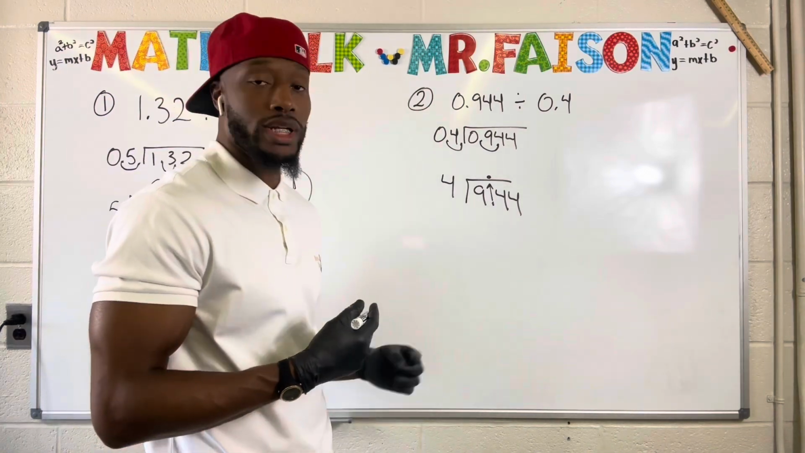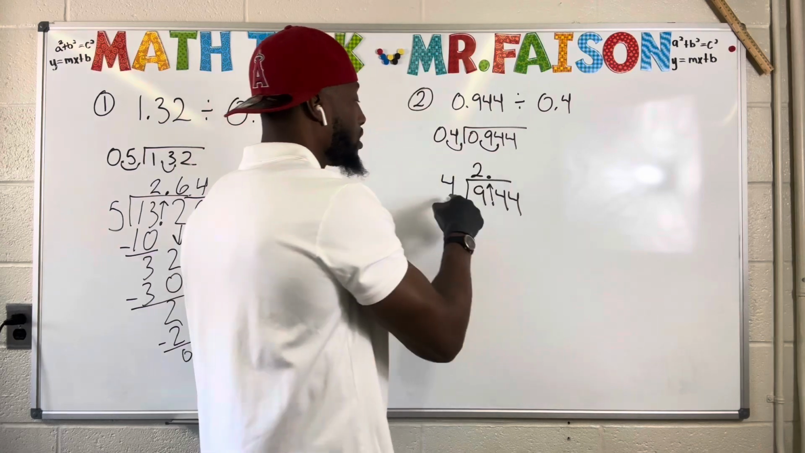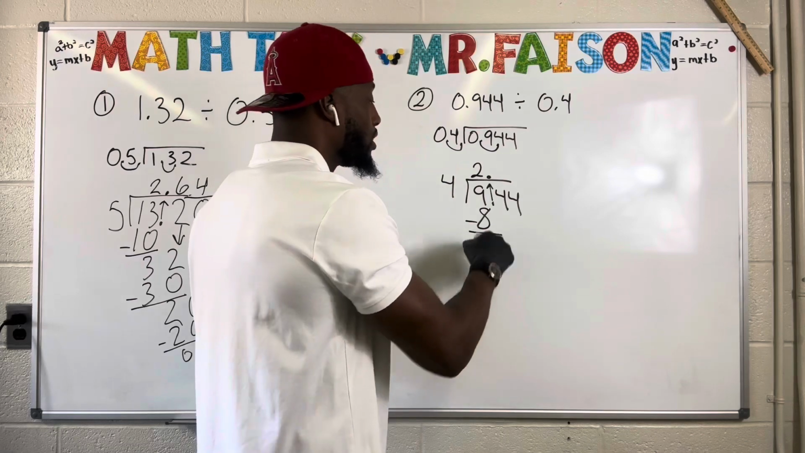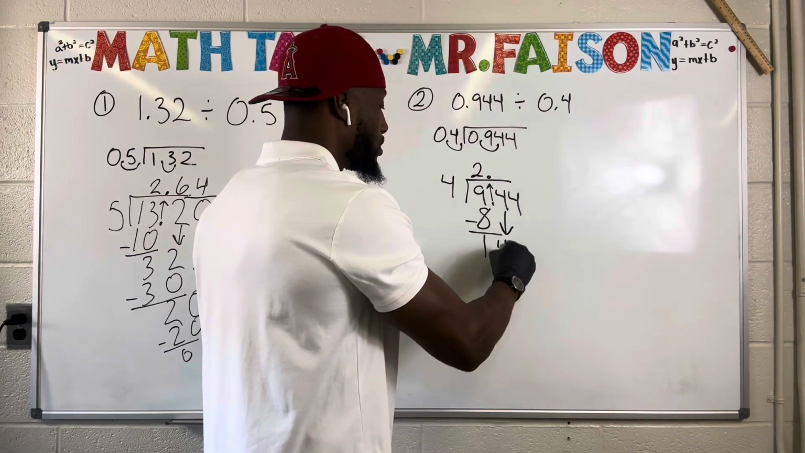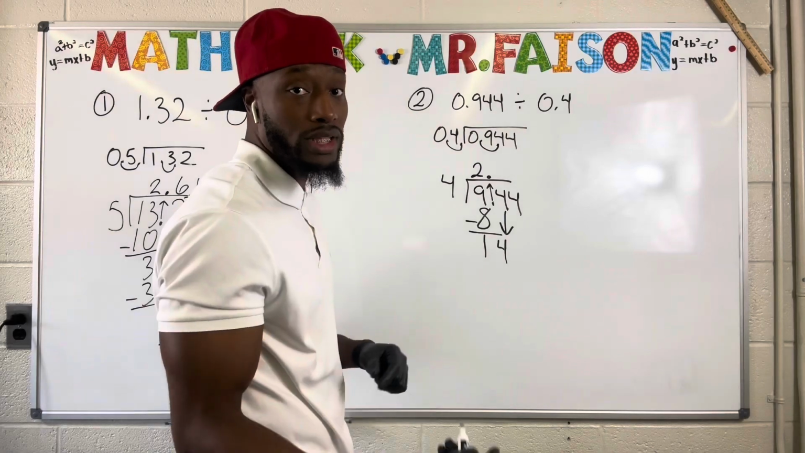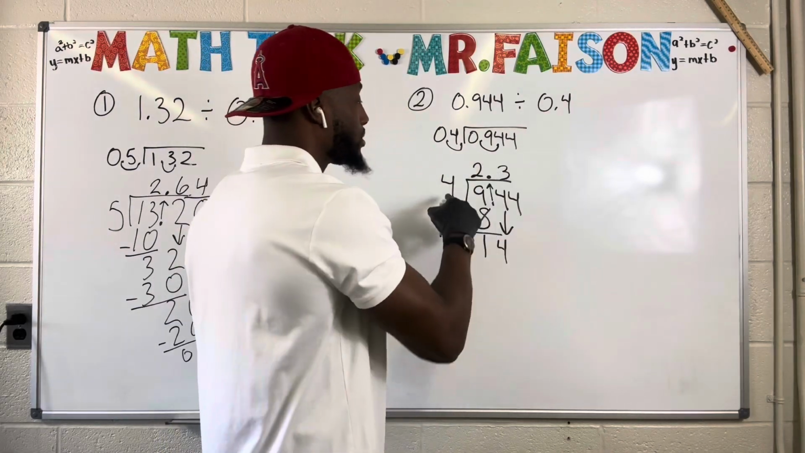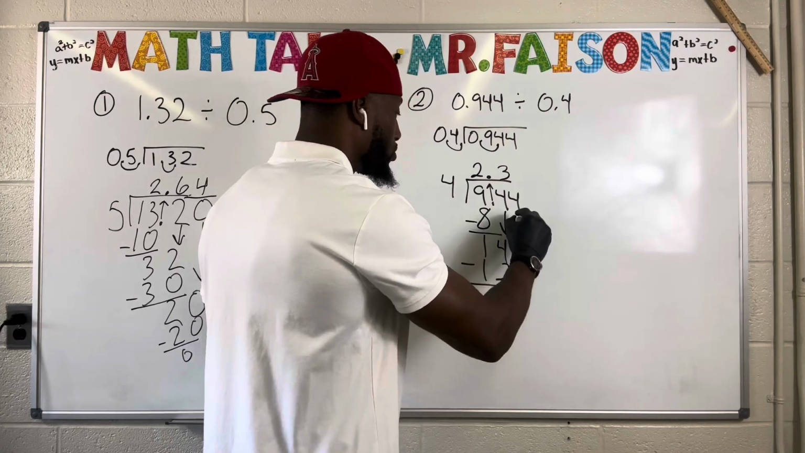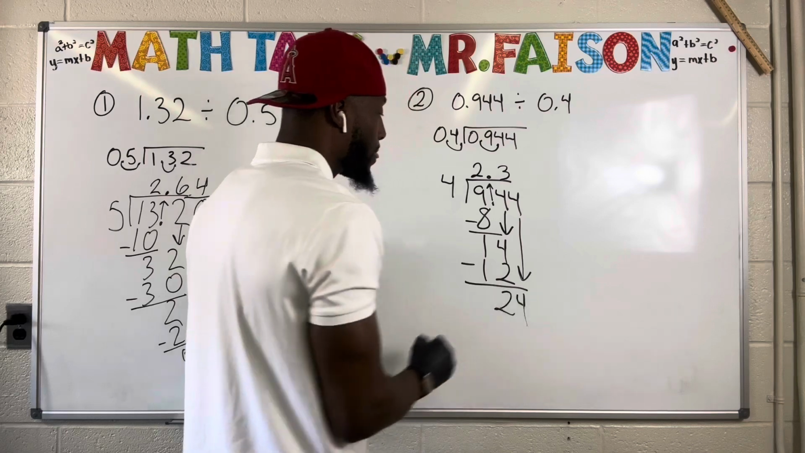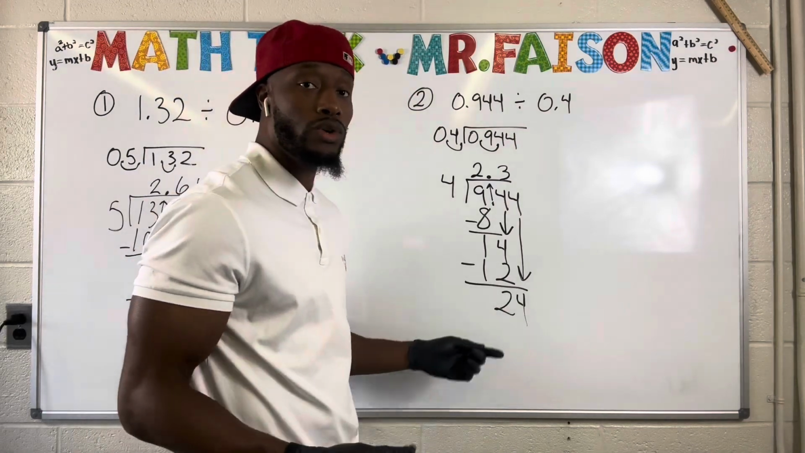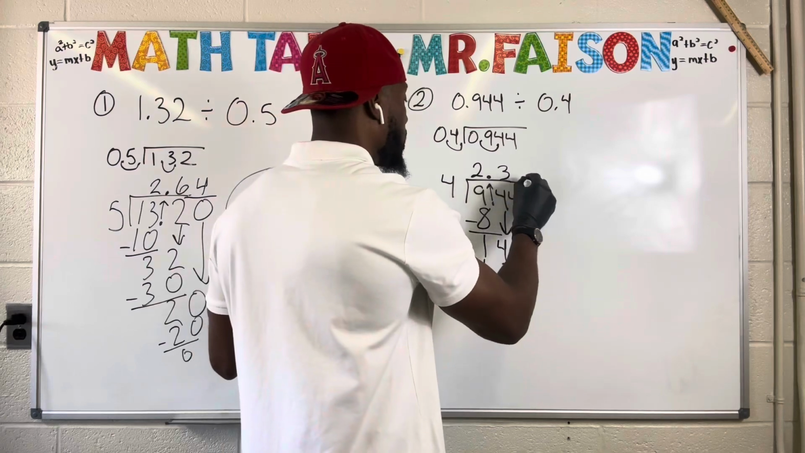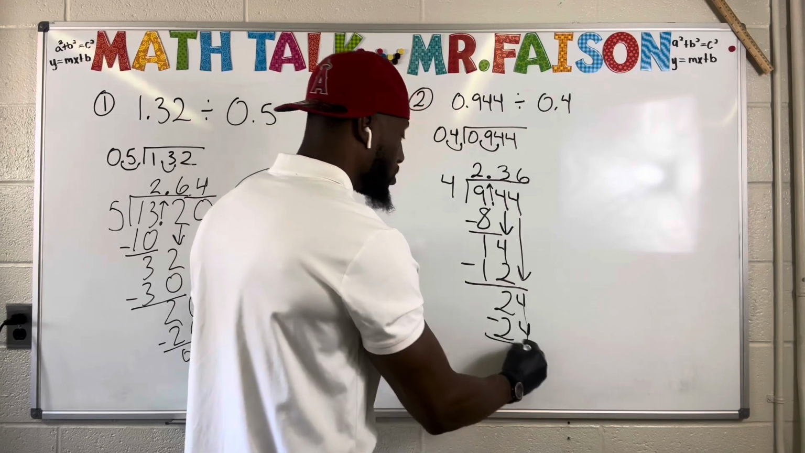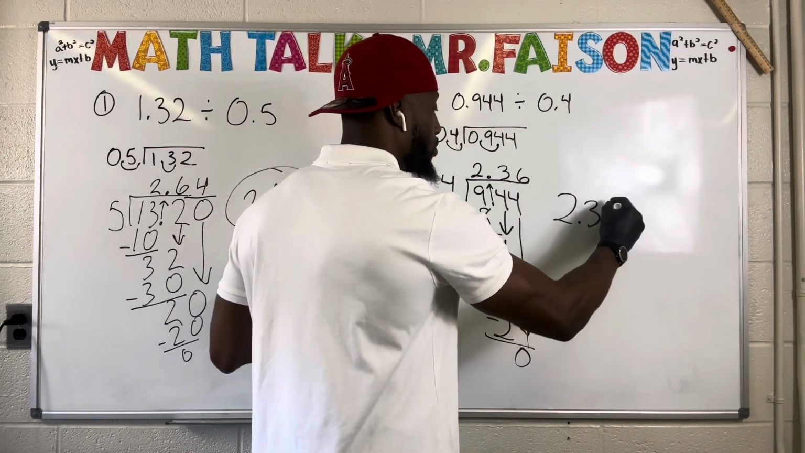How many times will 4 go into 9? Twice. 4 times 2 is 8. 9 minus 8 is 1. Then I bring my 4 down. How many times does 4 go into 14 evenly? 3 times. 4 times 3 is 12. I subtract that. That's going to give me 2. And I bring this 4 down. And then I ask, how many times does 4 go into 24 evenly? It'll actually go in there 6 times. 4 times 6 is 24. So I know my answer will be 2.36.